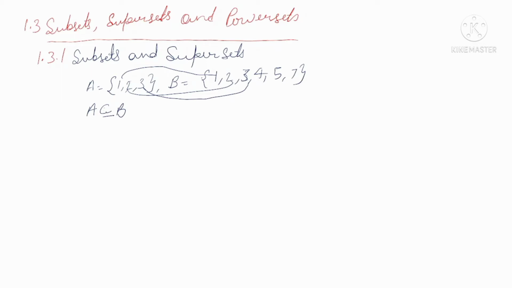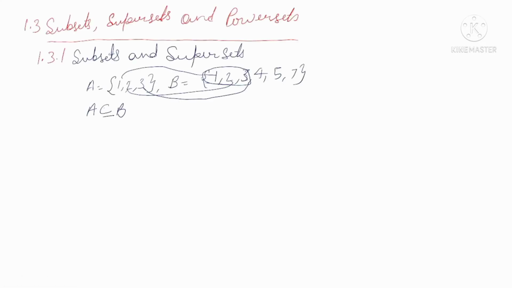So here we can say A is included in B, or in other words we can say that B includes A, meaning inside B, A is present. Okay, so this part is A. So here A is a subset of B, or in other words we can say B is a superset. This is for subset.